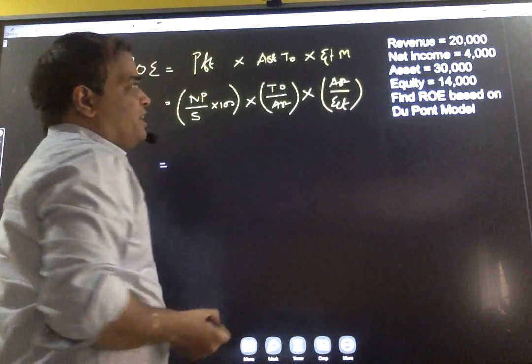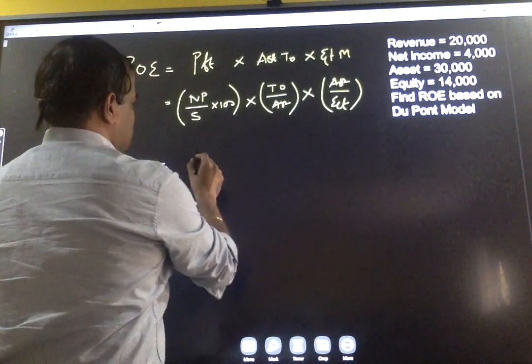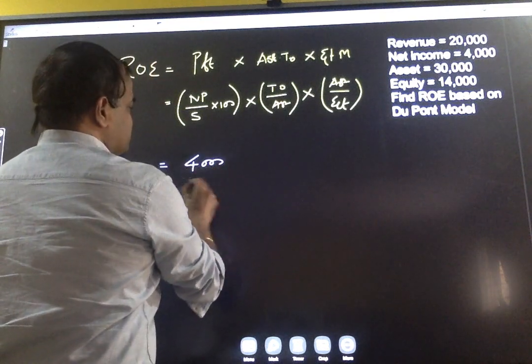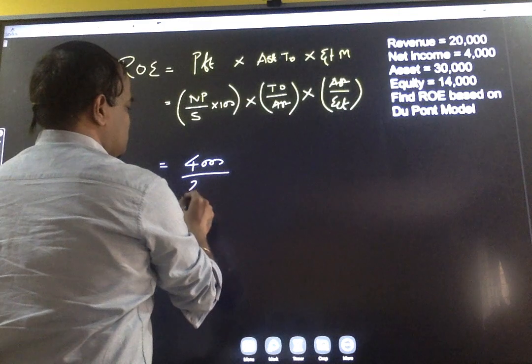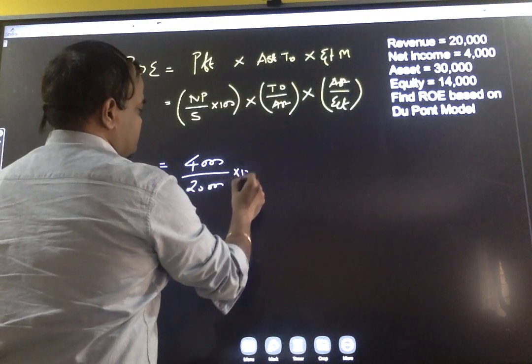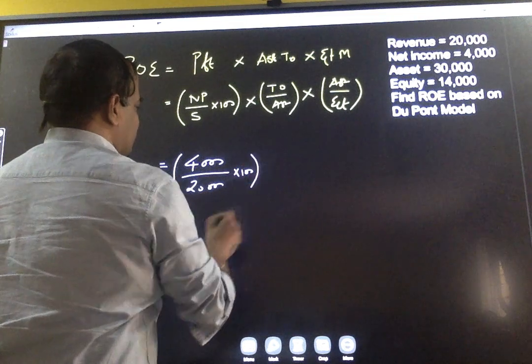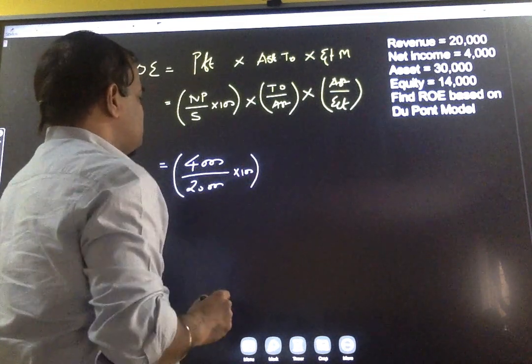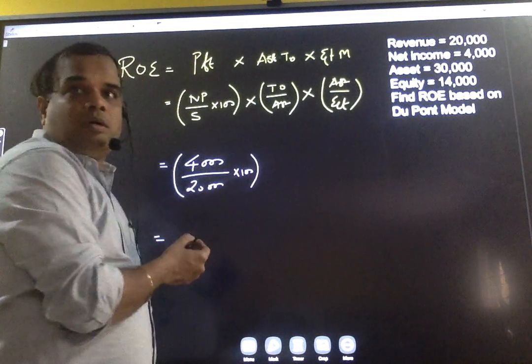Net income is called net profit here. 4,000 divided by revenue, which comes to 20,000, total revenue 20,000 into 100. What is the answer for the net profit ratio? 20%.